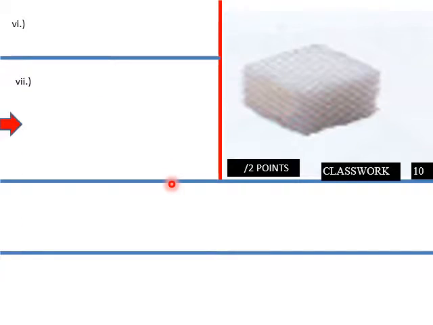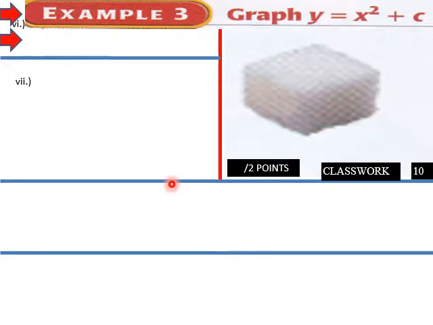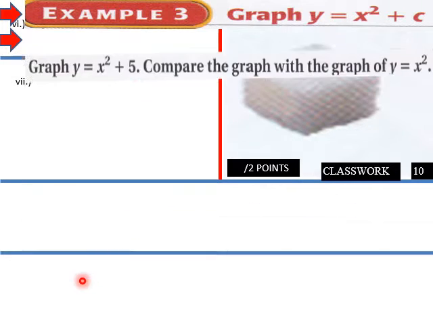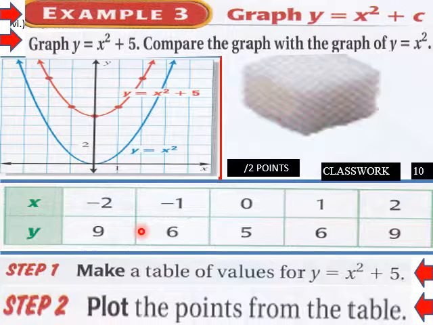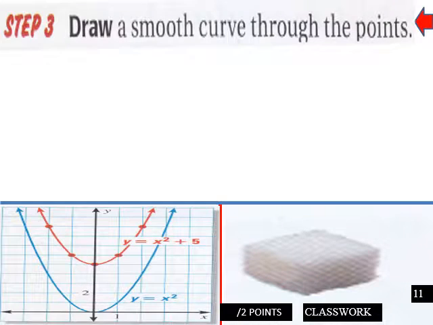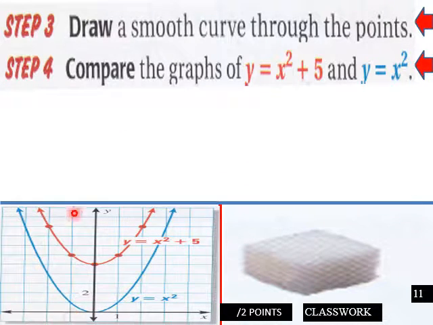Then we go into example 3. Graph y equals x squared plus c. So here we move up. Here's our y-intercept. When x equals 0, y equals 5, that's where your vertex is. Plot the points from the table. So here are your plots from your table. Draw a smooth curve through the points.